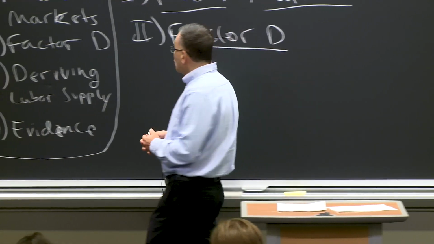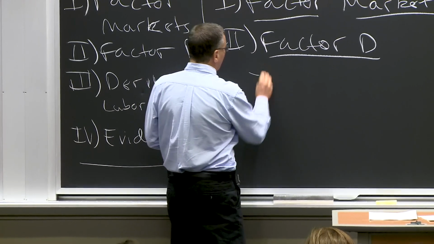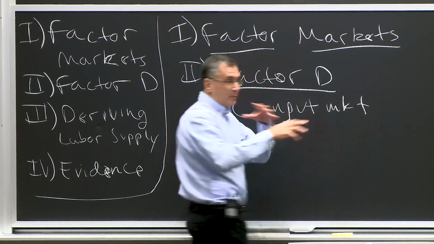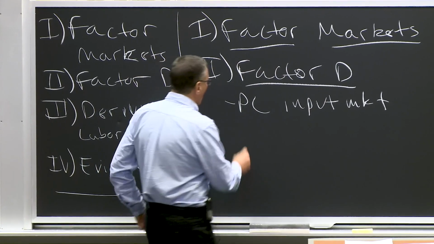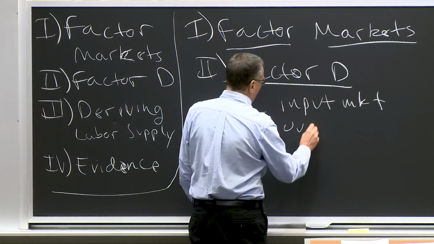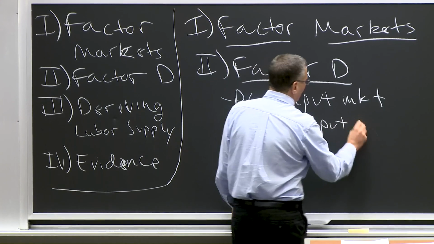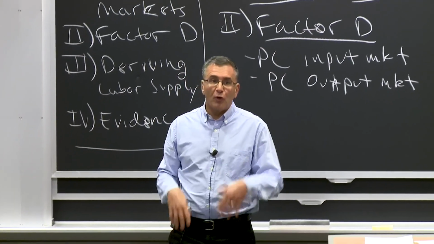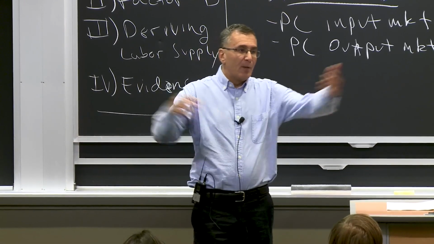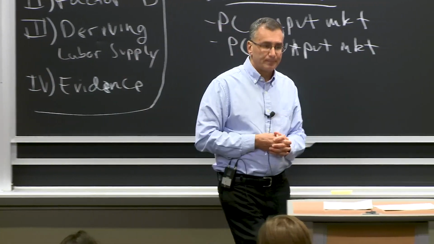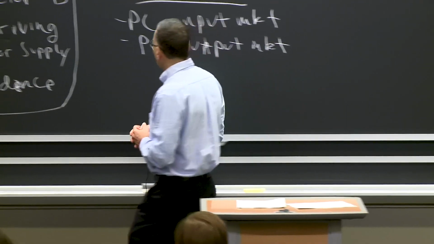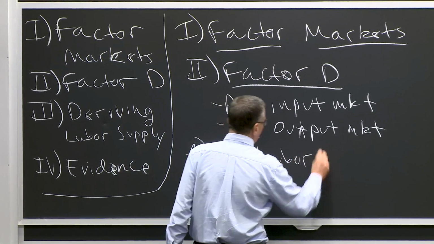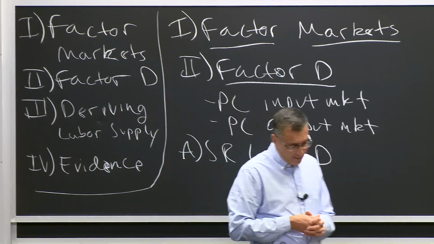We're also going to assume a perfectly competitive input market. That is, lots of firms and workers competing to match with each other. We're also going to assume a perfectly competitive output market. That is, we're going to examine this for the case not of a monopoly firm, but of a perfectly competitive firm, competing with lots of other firms to hire workers. So let's start by talking about short-run labor demand in this context.